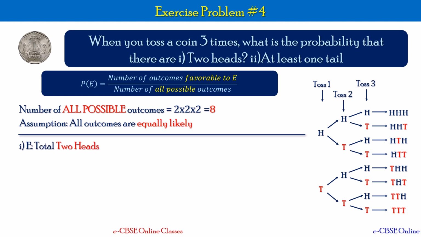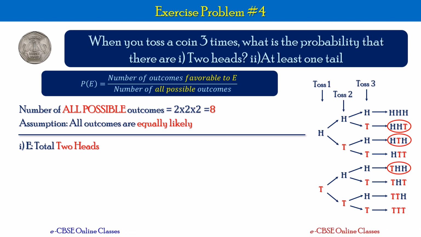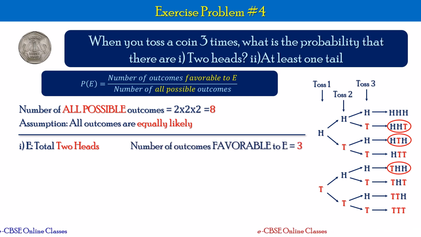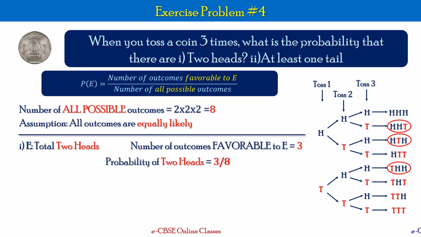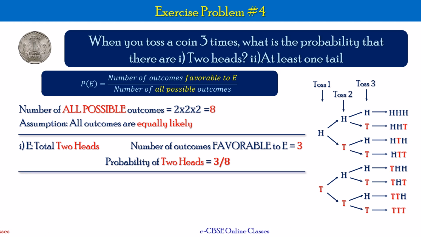The event here is total 2 heads. We have already identified all 8 possible combinations. Out of these, let's identify the outcomes which have 2 heads in the result. 1, 2, and 3. These 3 outcomes have 2 heads in the result. So the number of outcomes favorable to the event that we have defined is 3. This is going to be my numerator. So the probability of 2 heads when you toss a coin 3 times is equal to 3 by 8.